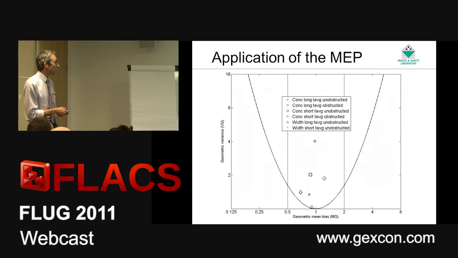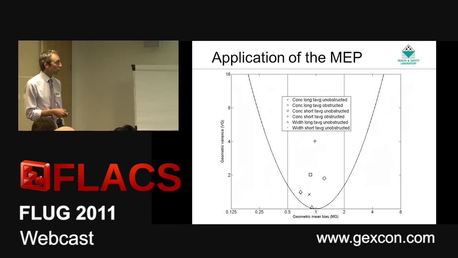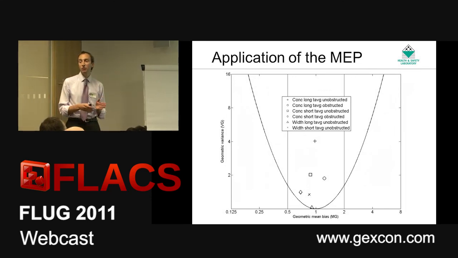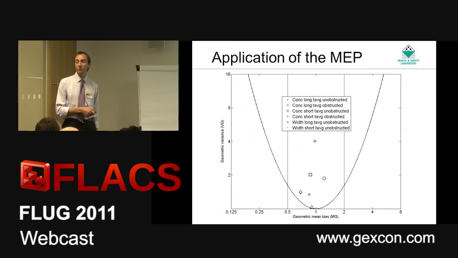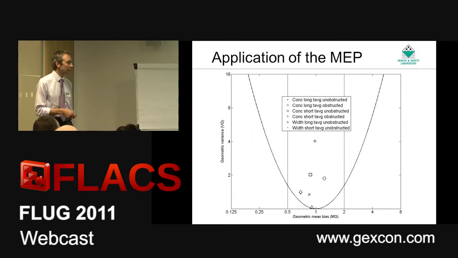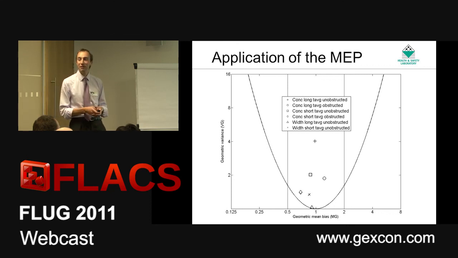Okay. Well, all the model predictions will be inside that curve. It's sort of physically impossible to have a result outside here. It's due to the mathematical relationship between the mean bias and the geometric variance. That's a 0 variance line.